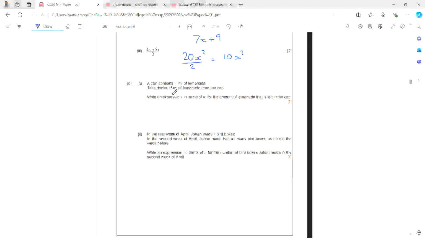If we drink a can of lemonade, if the can contains W milliliters of lemonade, when we drink 15 milliliters, we're going to subtract that 15 milliliters away from it, so we get W minus 15. In the first week we make R bird boxes, the second week we make half as many, so half as many as R is R divided by 2.